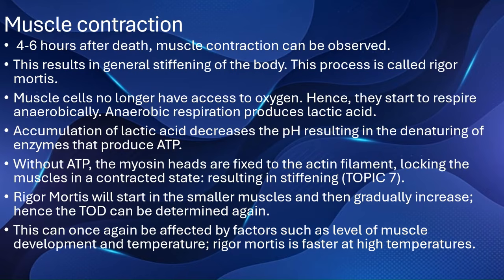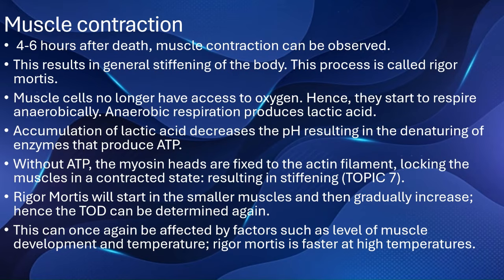So muscle contraction. This is a topic we will look into more in topic 7, but this is all you need to know for topic 6 for now. 4 to 6 hours after death, muscle contraction can be observed. This results in general stiffening of the body, and this process is called rigor mortis. You should also know this keyword. Muscle cells no longer have access to oxygen, so they are going to respire anaerobically. This is something we've seen in GCSE. And anaerobic respiration, as you would know, produces lactic acid.